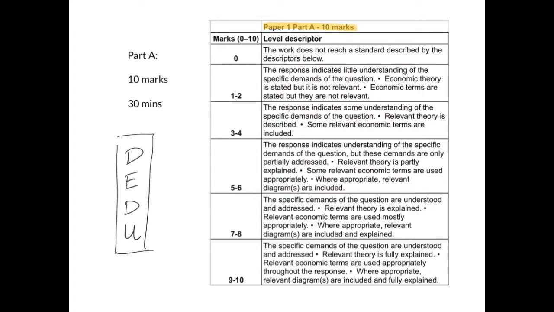So to wrap up, a Part A question is worth 10 marks and you are advised to write this essay within 30 minutes. You do the DEDU. You define relevant key terms, explain relevant economic theory, draw relevant diagrams that are clearly labeled and fully explained, and you need to show that you understood the specific demands of the question. This is to access level 5, which is hopefully a 9 or a 10 out of 10. You need to show that the specific demands of the question are understood and addressed, relevant theory is fully explained, relevant economic terms are used appropriately throughout the response, and where appropriate, relevant diagrams are included and fully explained.